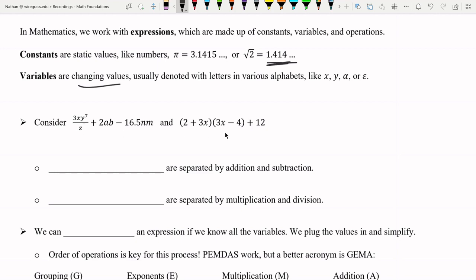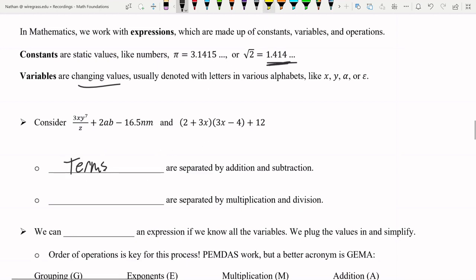So here we have two expressions in mathematics. We have constants here, 3, 2, 16.5, and variables x, y, z, a, b, n, m. Those are all variables in this thing. And for this one, we have constants 2, 3, 3, 4, and 12, and variables, which is x here.